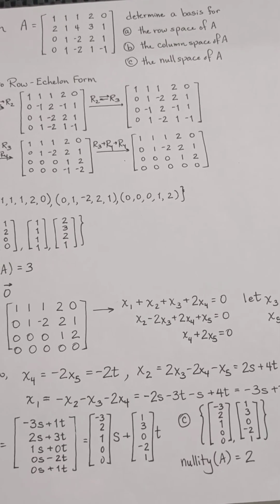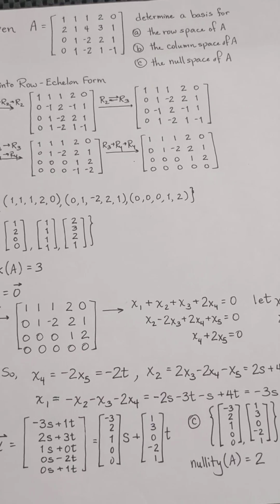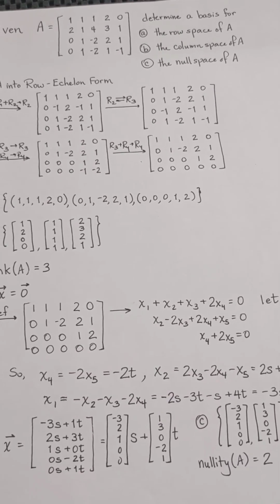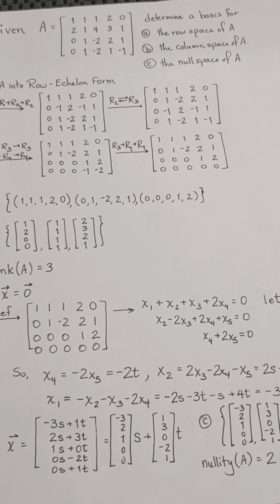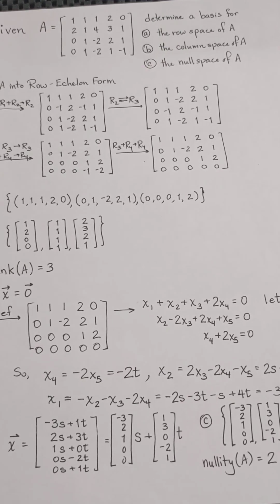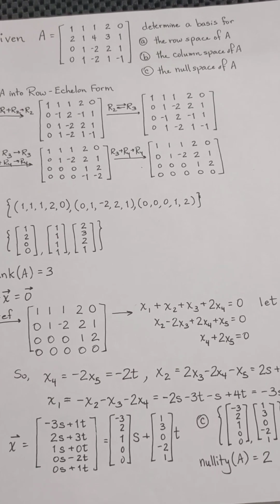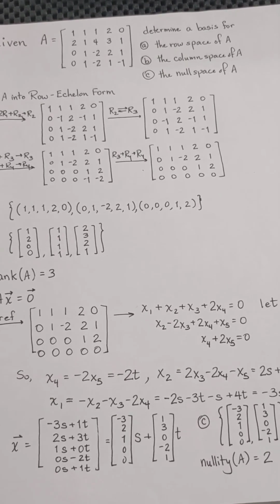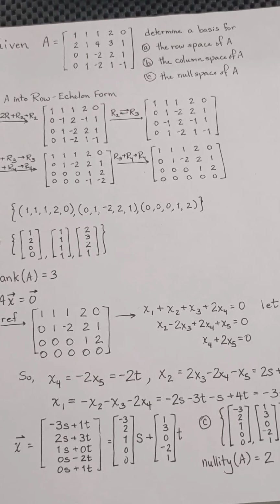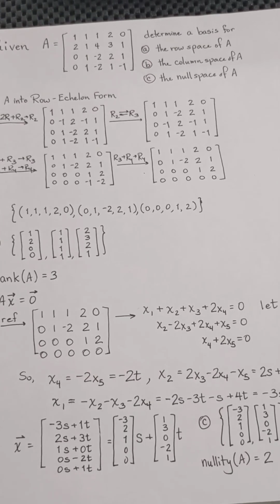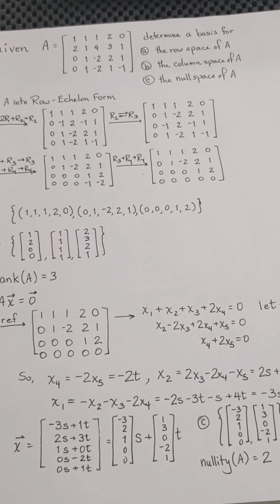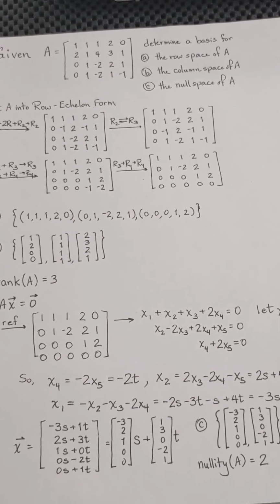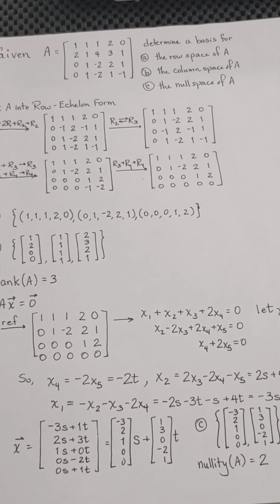And so as an end result, we will have that x1 is -3s plus 1t, x2 is 2s plus 3t, x3 being s, so we can think of that as 1s plus 0t, x4 is basically just -2t, so that's 0s minus 2t, and x5, remember that was just t, so we can say that's 0s plus 1t.